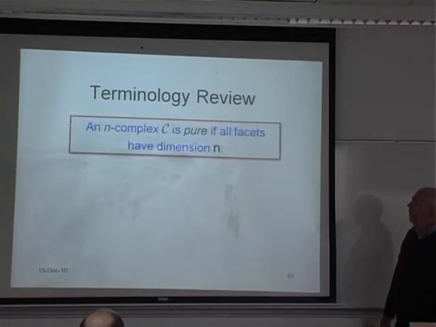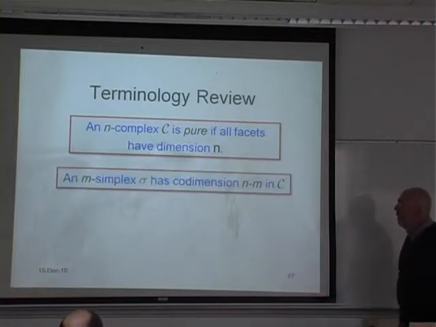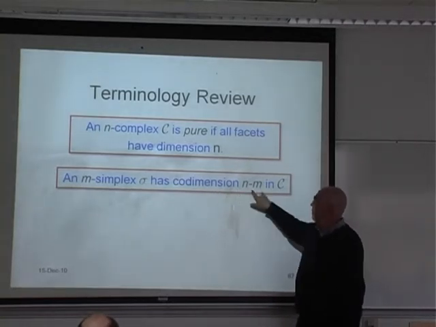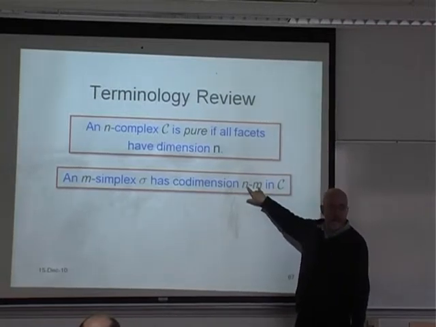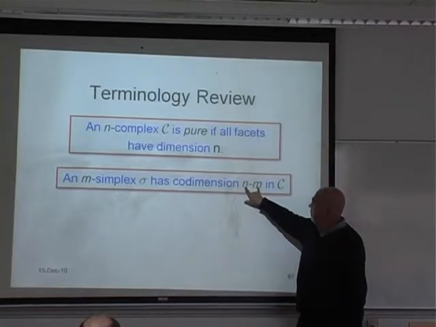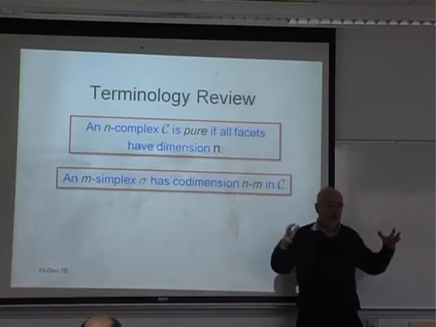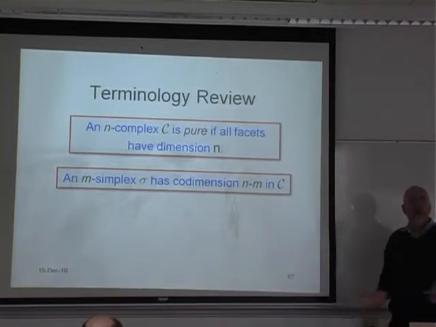Okay, so remember, a complex is pure if all the facets have the same dimension. Almost all of the complexes we're going to be looking at will be pure, so I won't repeat it too many times. I'm going to define a notion called the codimension: if I have an m-dimensional simplex, then the codimension of that simplex in the complex is just the difference. This is convenient because otherwise we would have lots of expressions with n minus m in them, which would be hard to parse. So you can think of the codimension as the difference between the dimension of the simplex and the dimension of the complex where it lives. So for example, a facet has codimension 0.